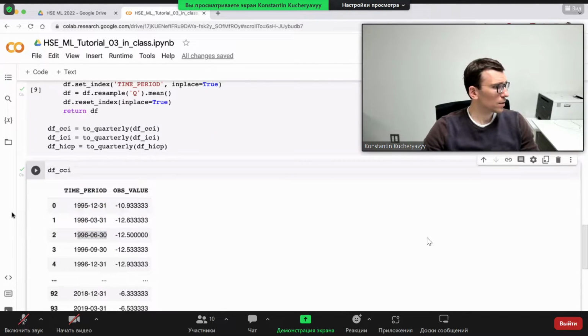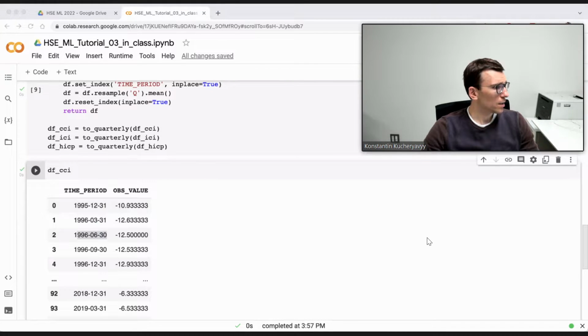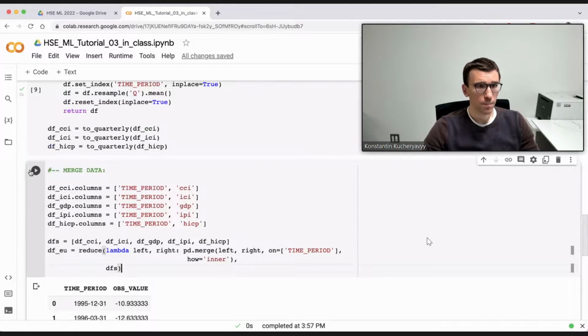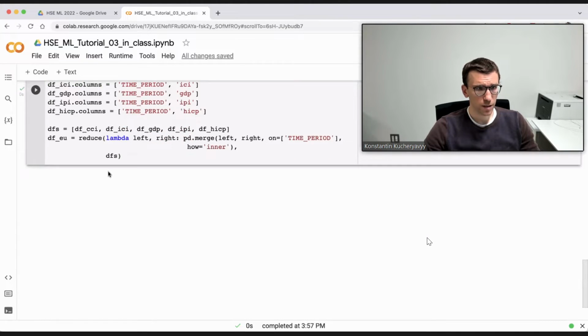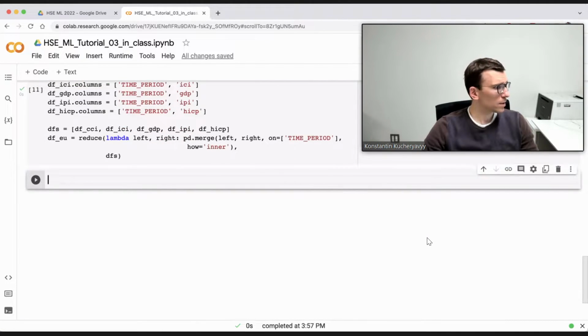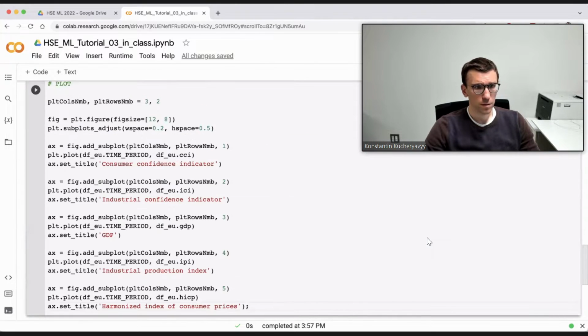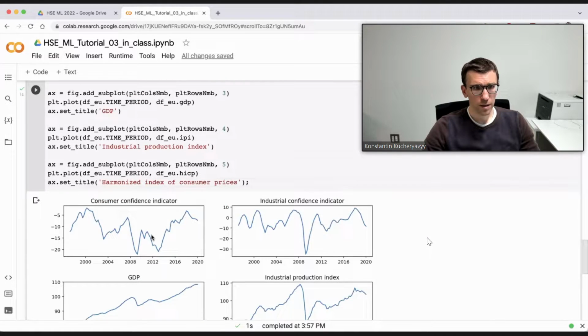And the last two things, I convert everything to gross rates. By the way, at this point, let me merge the data and plot it. So I merged the data as it is, and now I want to show you the plots of all the series I have.